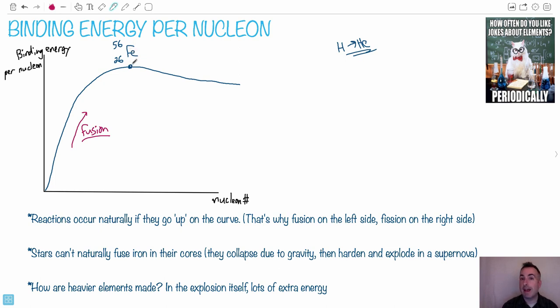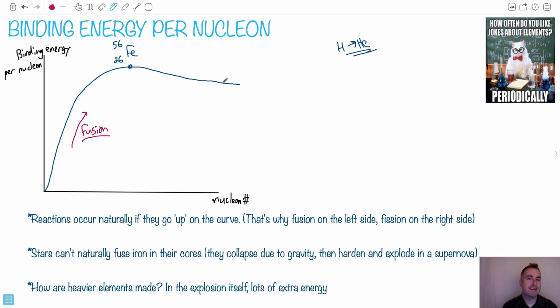So it doesn't do it naturally. You have to force it to happen. So like I said, here's the problem. Stars can't naturally fuse iron in their cores. Let's look at this one, though. So if you have to go up on this curve to have a naturally occurring process, then that's why it goes up. That's why it goes to the right here.